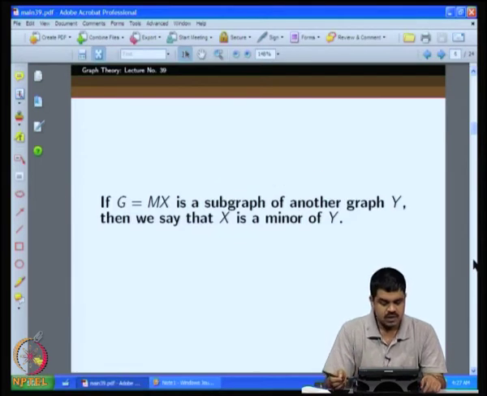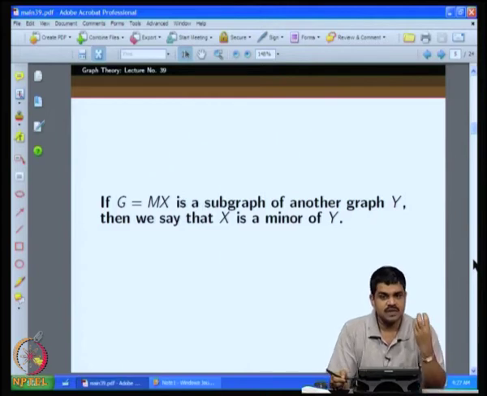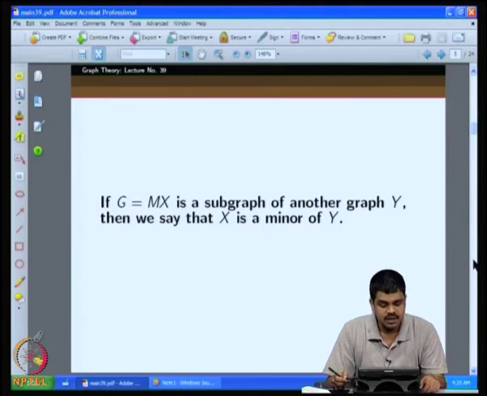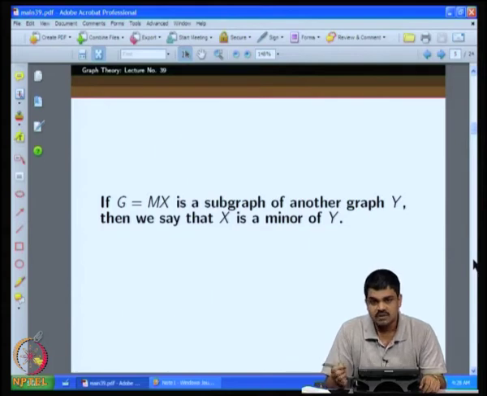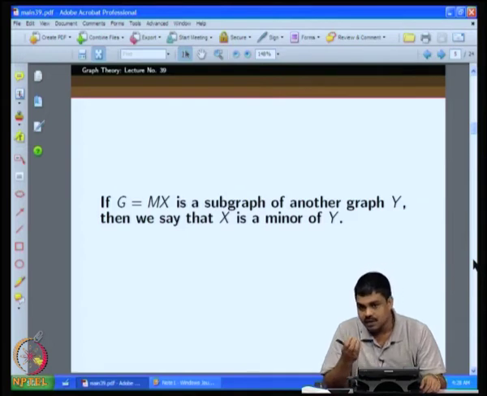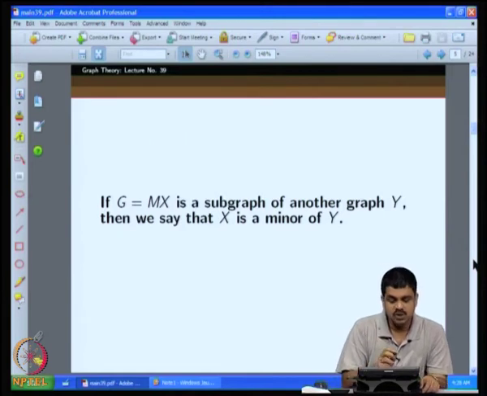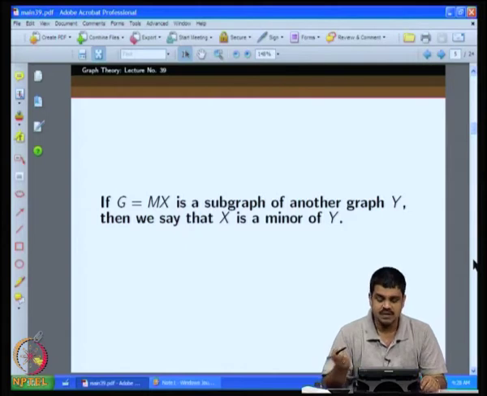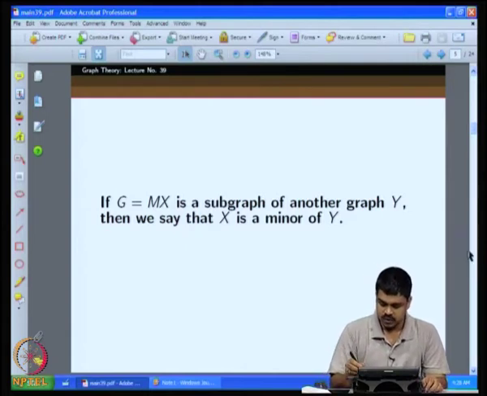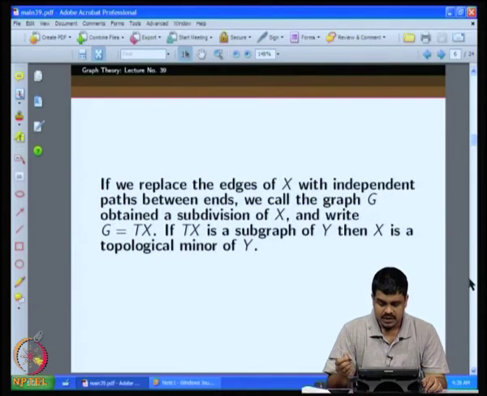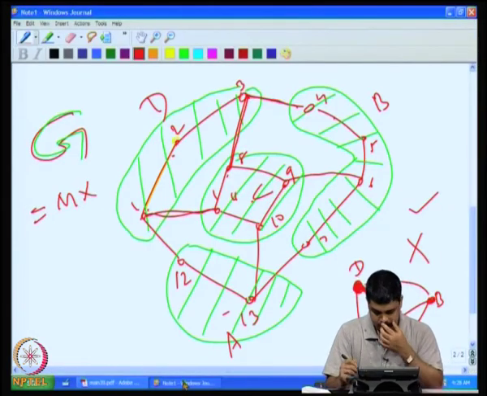And now, of course, we had this notion of deletion of vertices and deletion of edges. To accommodate that, we will say, if G equal to Mx is a subgraph of another graph y, then x is a minor of y. It is not that we need to obtain x from y by a series of contractions alone. We can also delete some vertices and edges if we want.